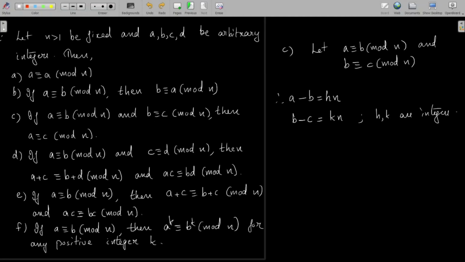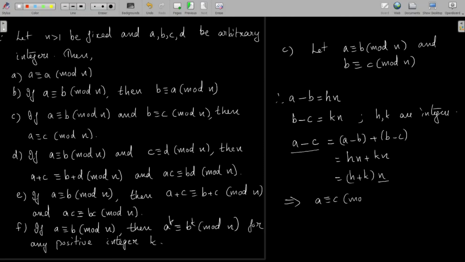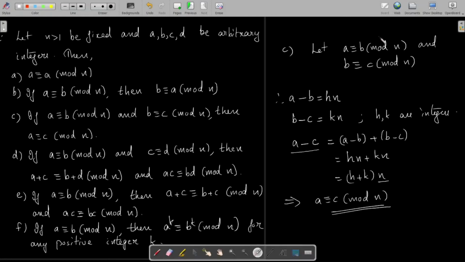We have to show that a is congruent to c mod n. So we have to consider a minus c. Here a minus c equal to a minus b plus b minus c. And this equal to h into n plus k into n, or we may write (h plus k) into n. So we can see that this a minus c is a multiple of n. So this implies that a is congruent to c mod n. So if a is congruent to b mod n and b is congruent to c mod n, then a is congruent to c mod n.